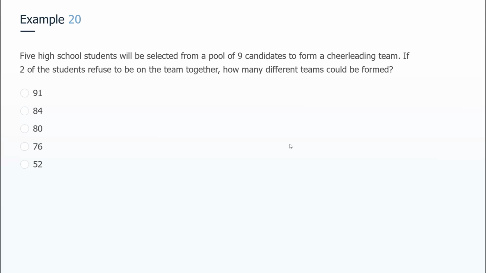Yeah, for sure. Since it says that 2 students refused, I was thinking of the scenarios in which the combination would happen. One would be when both those students aren't part of the team. That means we have a pool of 7 candidates to choose from, and we choose 5 from that. So that'd be 7C5. Another scenario would be if one of them was selected, and then we know that the other one wasn't going to be part of the team. So it would be 1C1 multiplied by 9 minus 2, 7, and out of that we would need to choose 4 people.